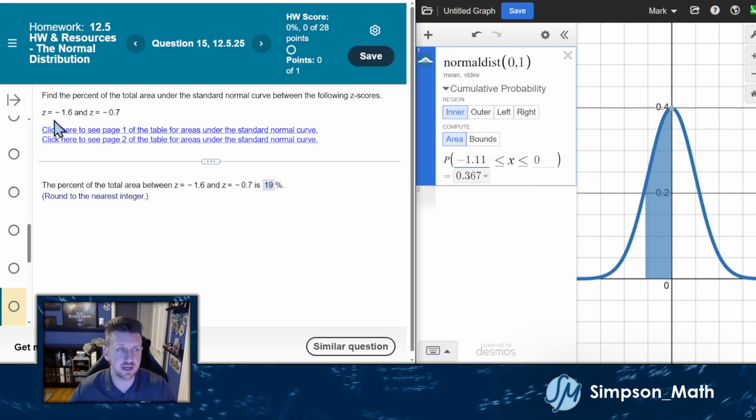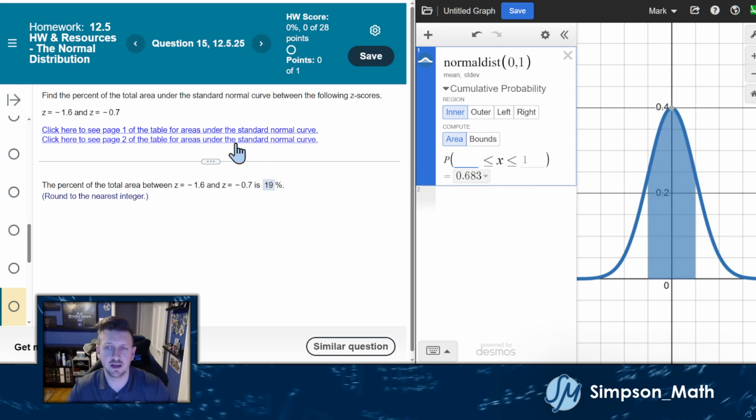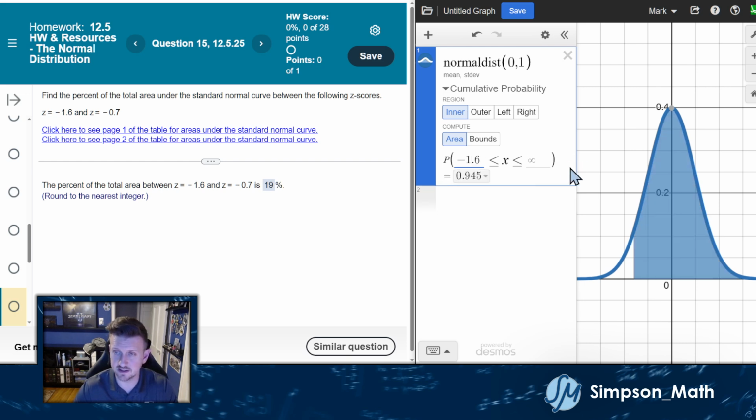I want to find the area between a negative 1.6 and a negative 0.7. So I'm going to delete out what's here. And I want to get from negative 1.6 to negative 0.7. They're giving me them to be in order, so negative 1.6 is furthest to the left, and negative 0.7 is the next one. And it's this region way over here. And I get 0.187 or 18.7%.